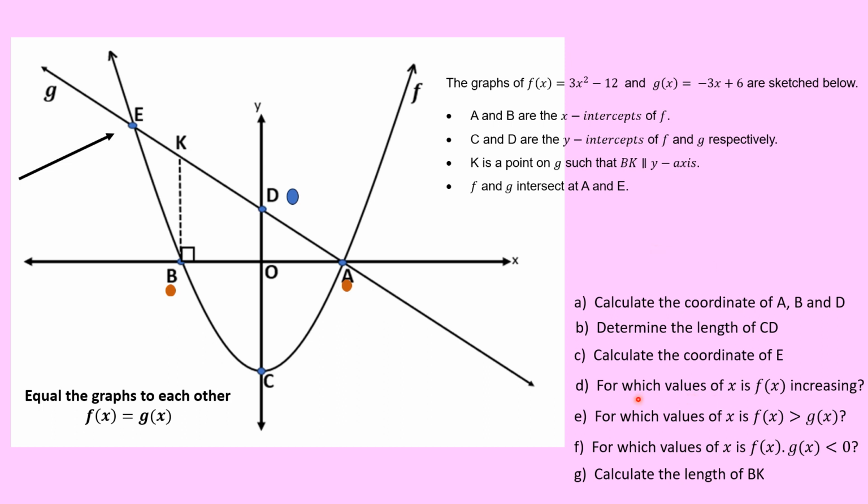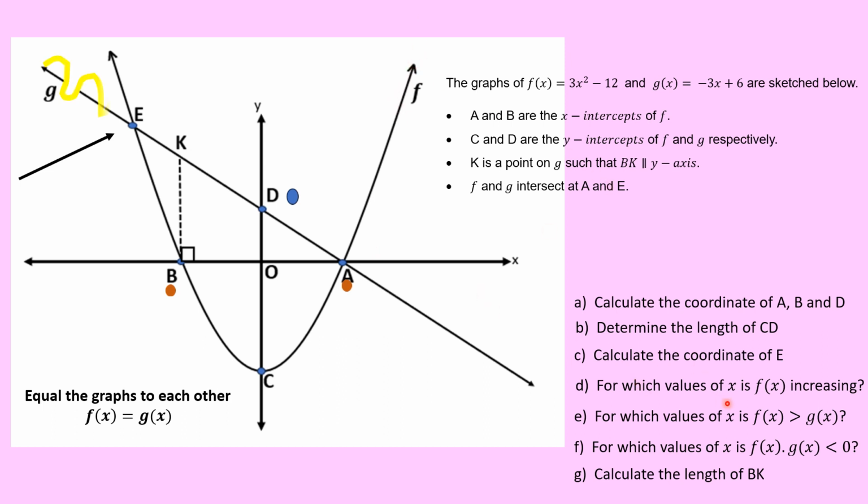Then they say for which values of x is f of x increasing. So remember, we always read a graph from left to right, just as you write. Can you see this is going down, down, down, then it stops, and then it's going up, up, up. So where is it increasing? From C's x value, which is 0, all the way, this one will continue all the way off my page up to infinity.